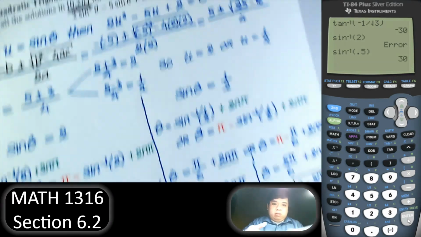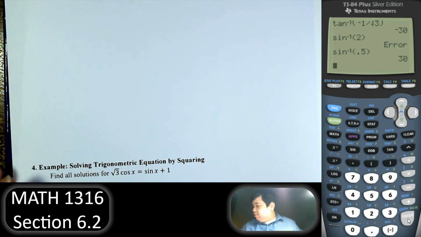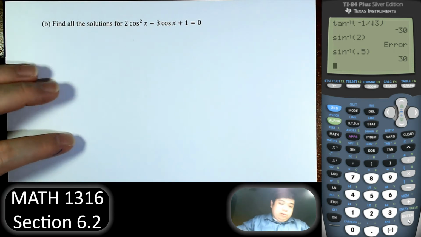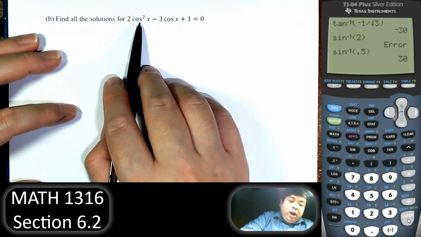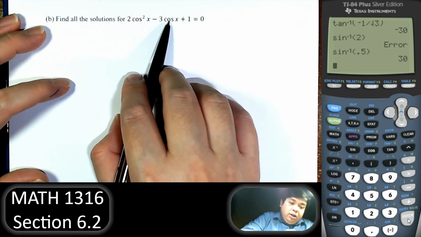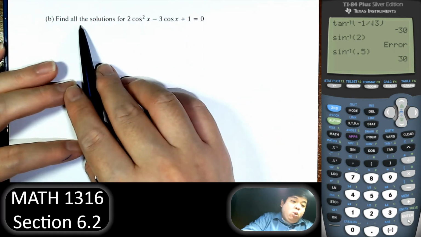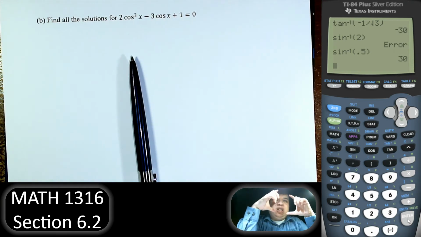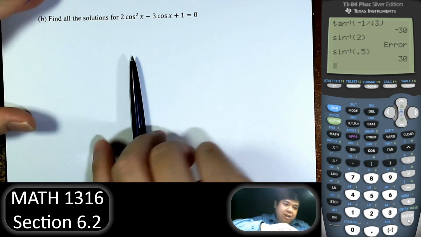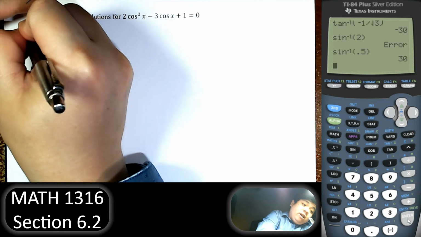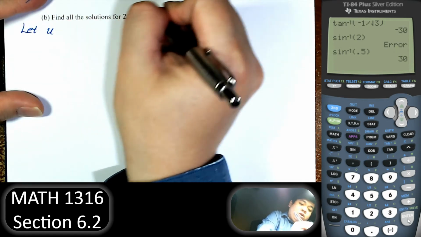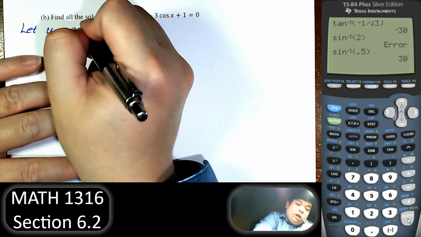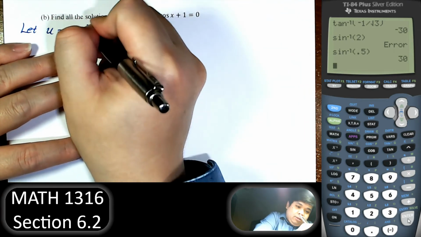Right, now let's try another equation. 2 cosine square minus 3 cosine plus 1. This one we want all the solutions. So in that case, we do not need to find the solution in a particular interval. Right, let's start. So first, let u be cosine. The reason we have to do that is because in this problem we have a square here, cosine of x.